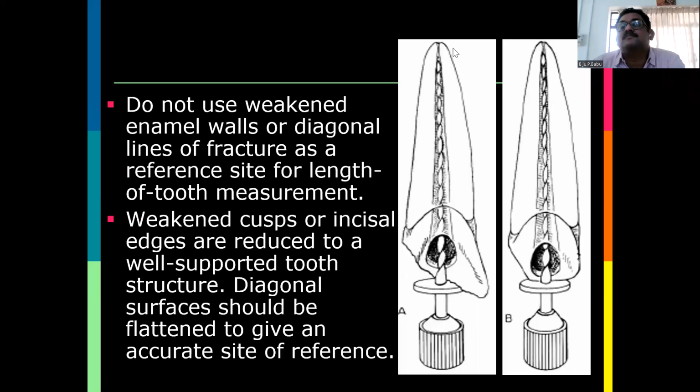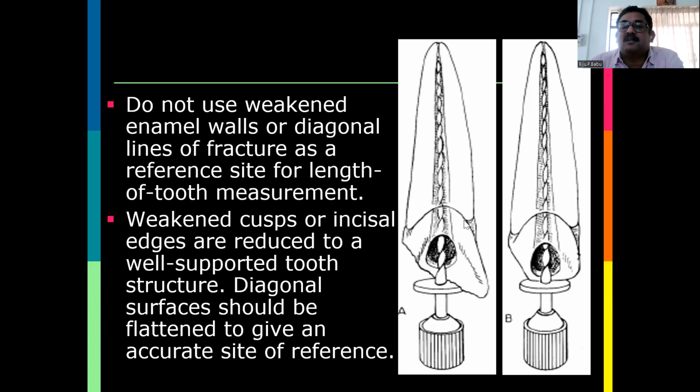take a diagonal point. You shouldn't take it. So do not use weakened enamel walls or diagonal lines of fracture as a reference site for length of tooth measurement.